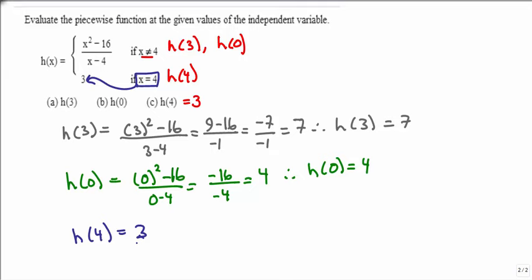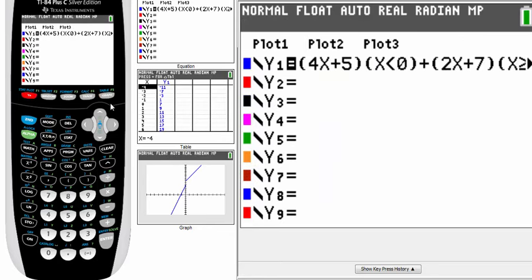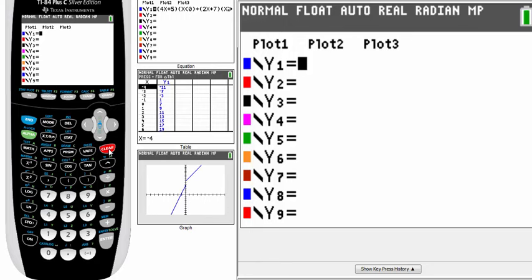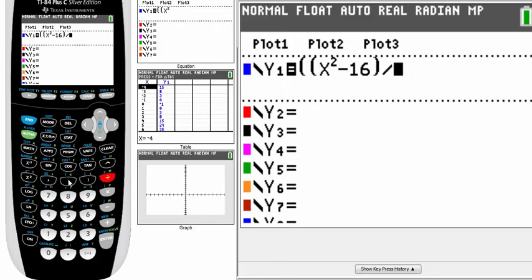Now how would we graph this on your calculator? Let's go ahead and pull up your calculator. Go ahead and click y equal and clear out your last graph that you had in. Now we have to be really careful about how we use our parentheses here. I'm going to have one set of parentheses for the function, another for the numerator. So in the numerator we have x squared minus 16, close parenthesis, divided by x minus 4.